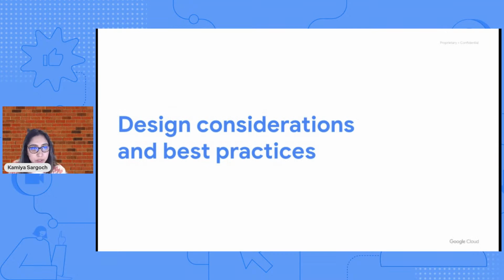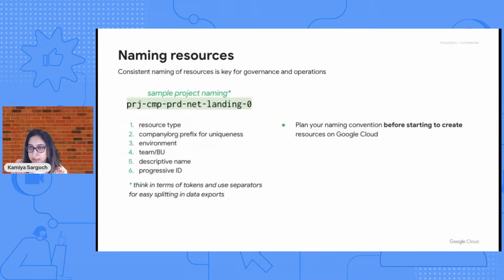With that, we are going to quickly jump into some design considerations around how to name resources and then best practices around project organization. One pro tip here is to plan your naming convention before starting to create resources on Google Cloud. This is really going to be key for your governance and operations later on. So this is a good example of how to name a resource. If you look at numbers 1 to 6 here, we cover the resource type, which is PRJ, it's a project.